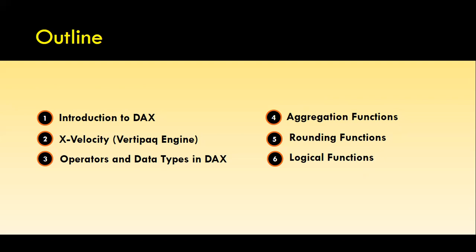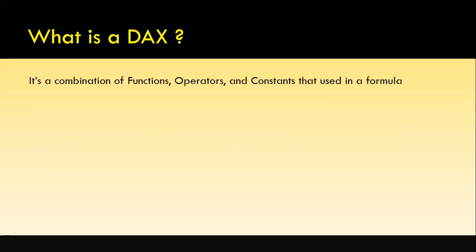So what is DAX? DAX is a combination of functions, operators, and constants. It's a mix of all these three, okay? That is used in your formulas. DAX is not only used in Power BI, it is used in Excel Power Pivot.